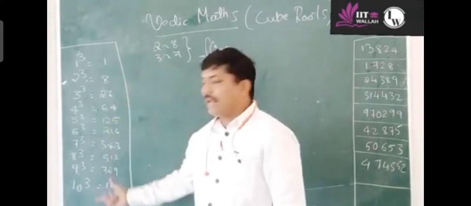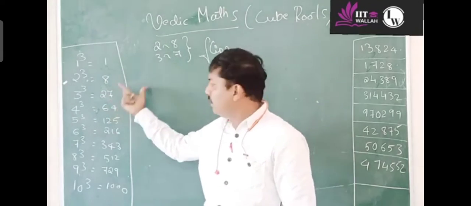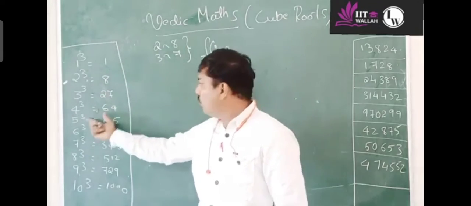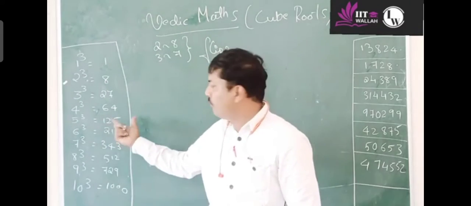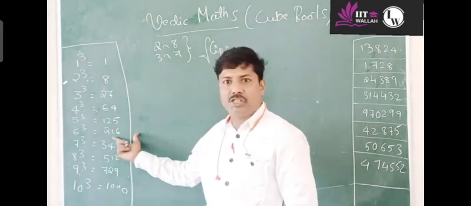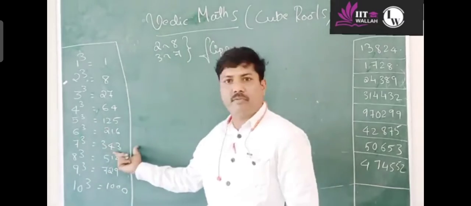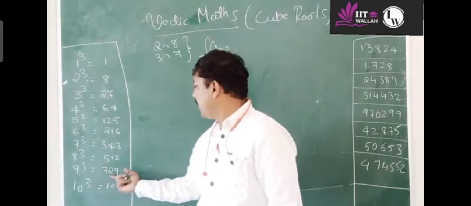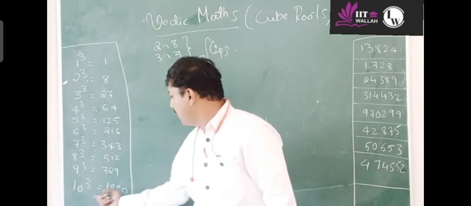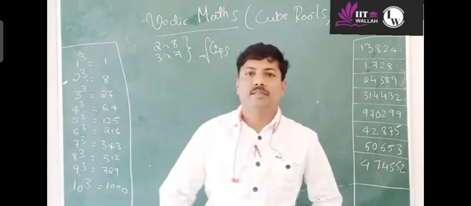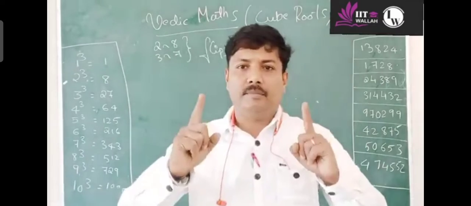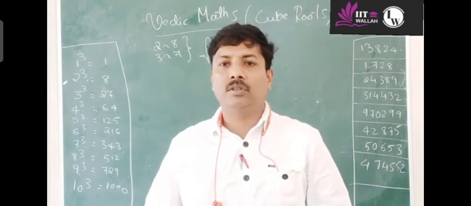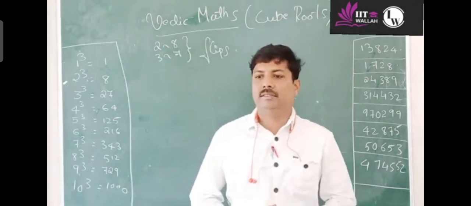So 1 cube is 1, 2 cube is 8, 3 cube is 27, 4 cube is 64, 5 cube is 125, 6 cube is 216, 7 cube is 343, 8 cube is 512, 9 cube is 729, and 10 cube is 1000. So from 1 to 10, the cubes you need to memorize. So I think all of you have this in your mind.